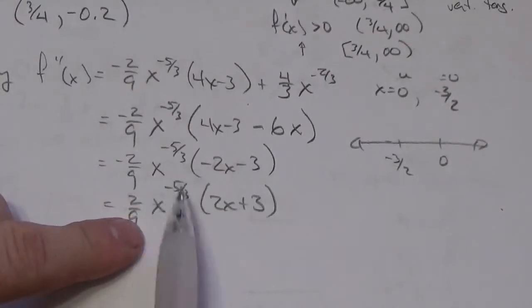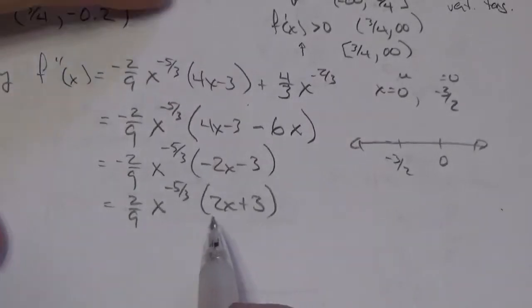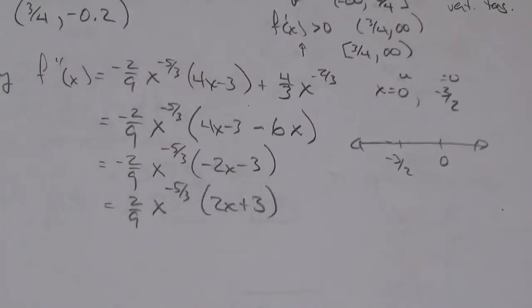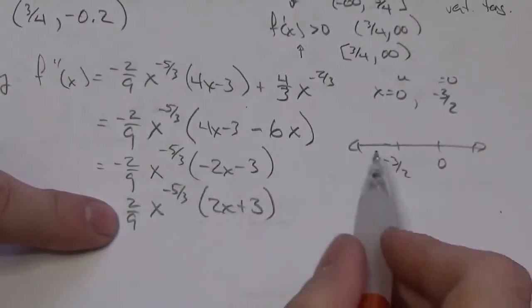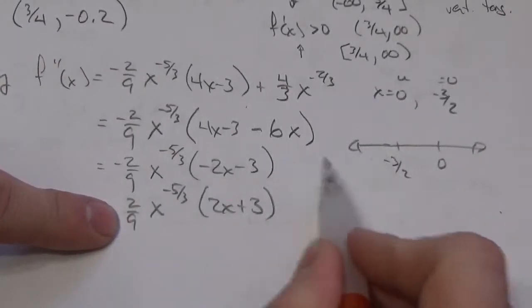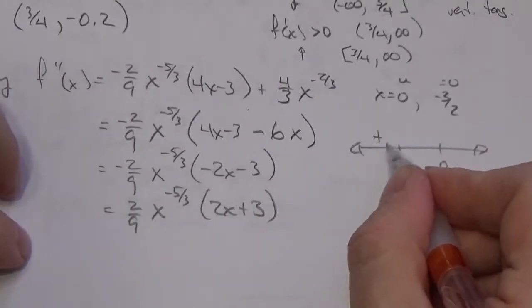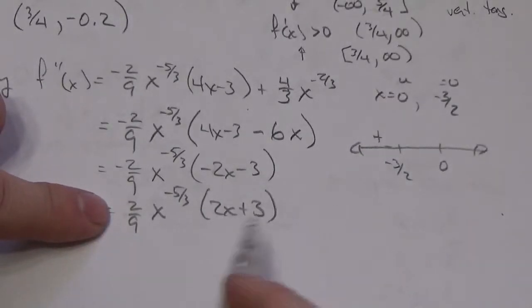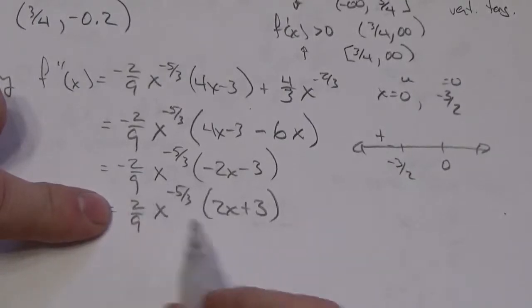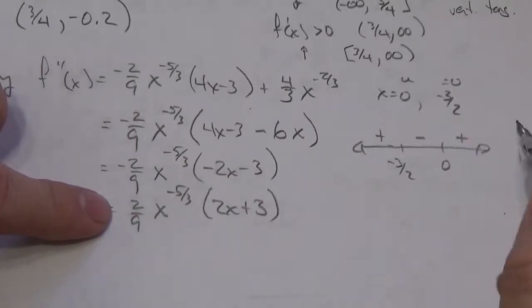This factor right here is going to be negative whenever x is negative. It's going to be positive whenever x is positive. 2x plus 3 will be negative to the left of negative 3/2 and positive to the right. So let's see here, they're both going to be negative over here, which is going to give us a positive value here. So it's going to be concave up here. Between negative 3/2 and 0, this factor here will be negative, but this one will be positive. So it'll be negative here, and then they're both going to be positive over here.